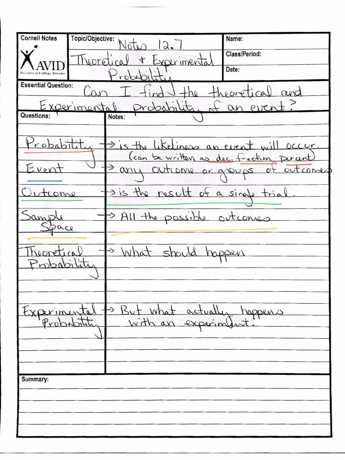I know a lot of that might be confusing. The biggest thing we really want to focus on here is the probability, what it means, and how we find it. So when we think of theoretical probability, we're thinking about what should happen.